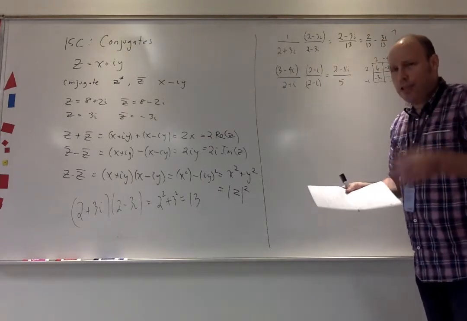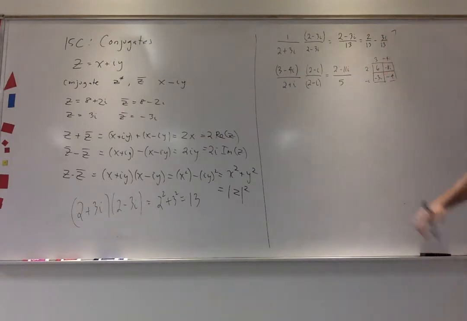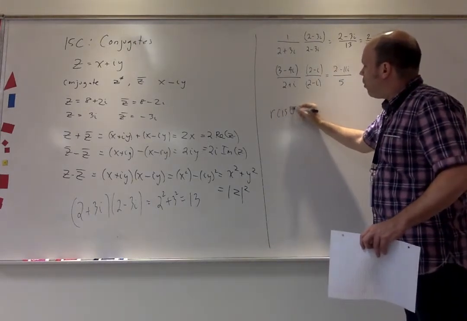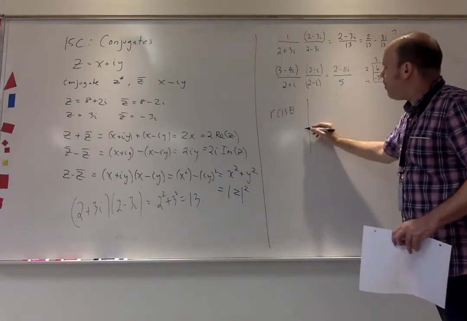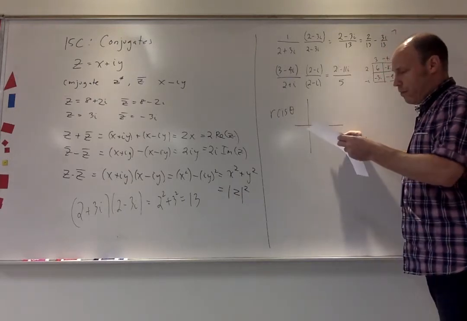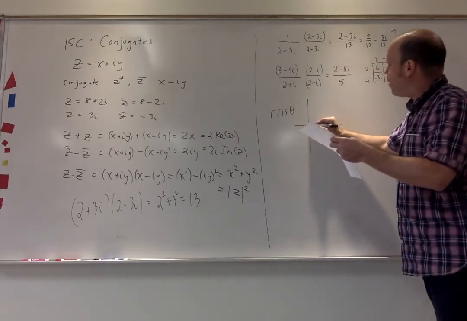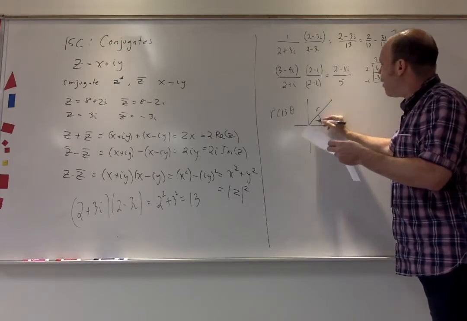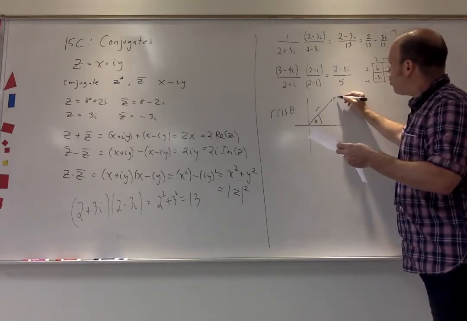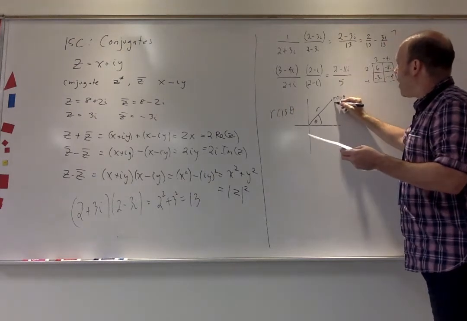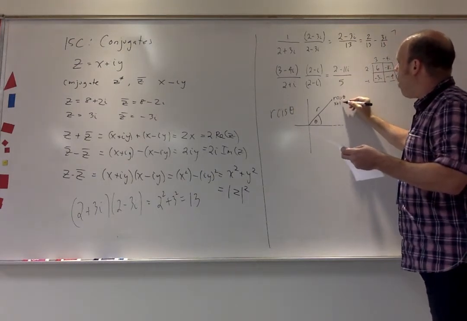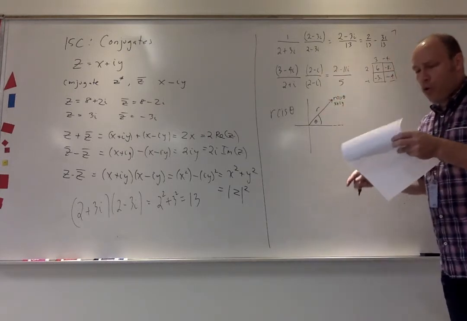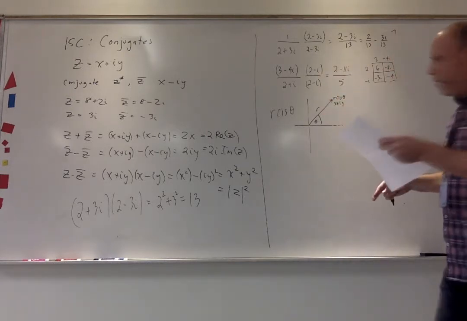Now, let's get to the geometry. We know that r cis theta represents a complex number whose modulus is r and whose rotation is theta. Once again, it was like x plus iy. So we understand the conjugate. What's going on with the conjugate?